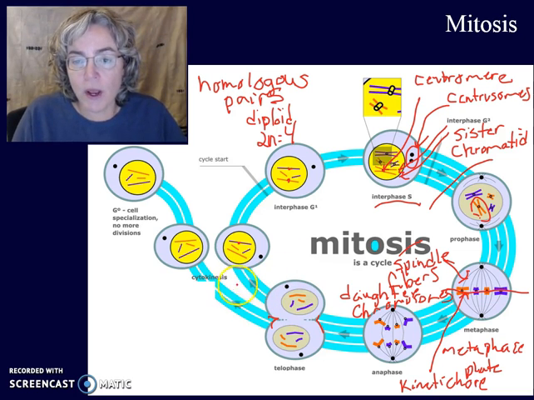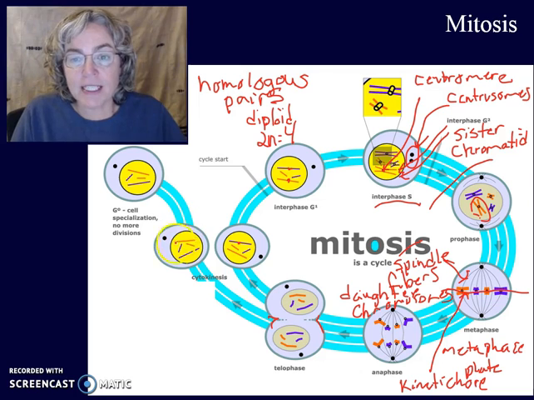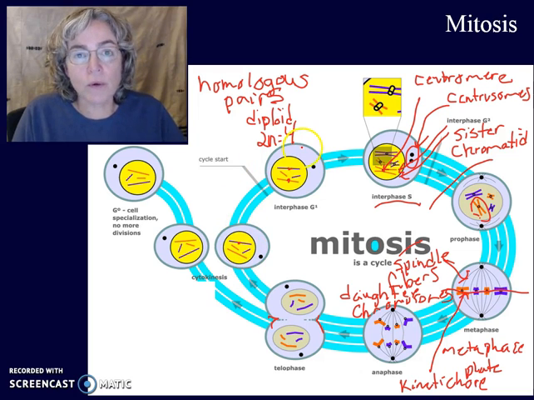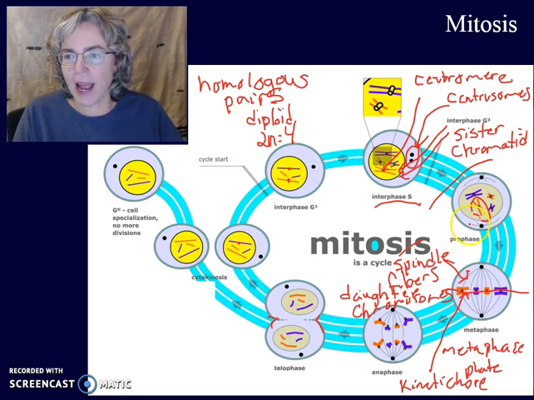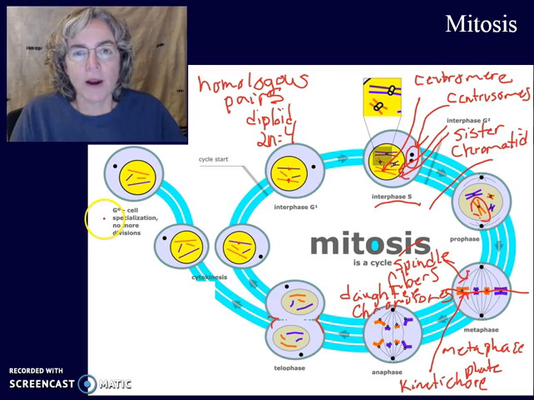Okay, and so through mitosis and through cytokinesis, we now have two new cells with exactly the same number of chromosomes that we started with. Okay, so this is a cycle. So these cells can now go through mitosis again, cell division and mitosis, or they can go off into what's called a G0 phase.